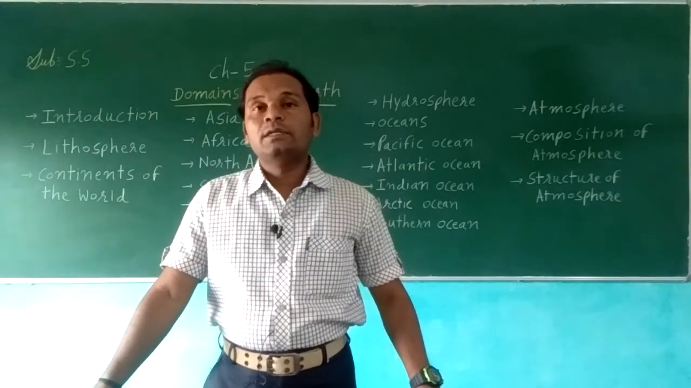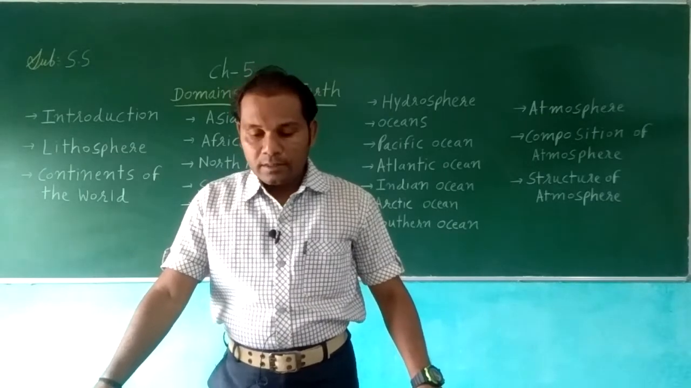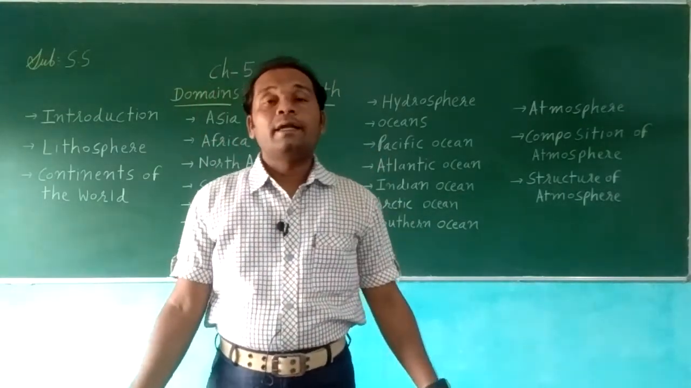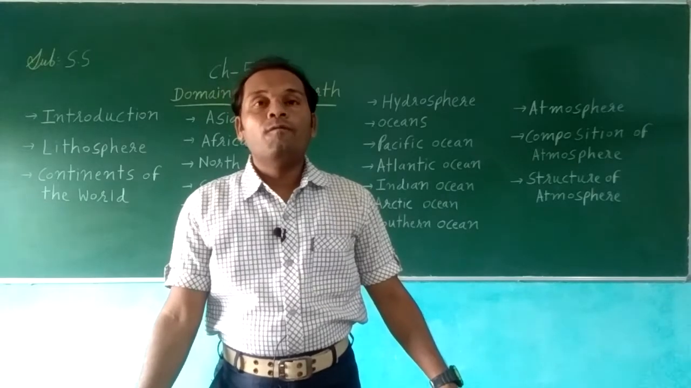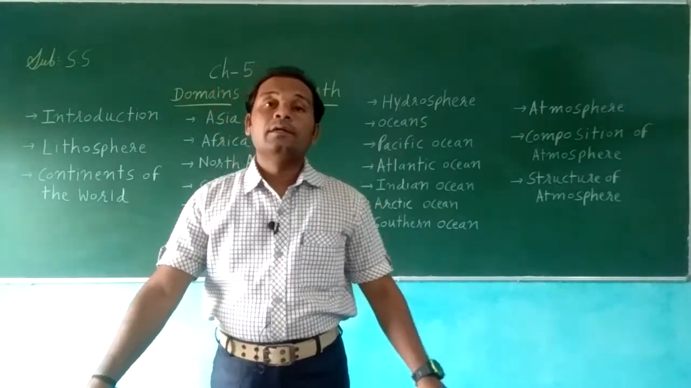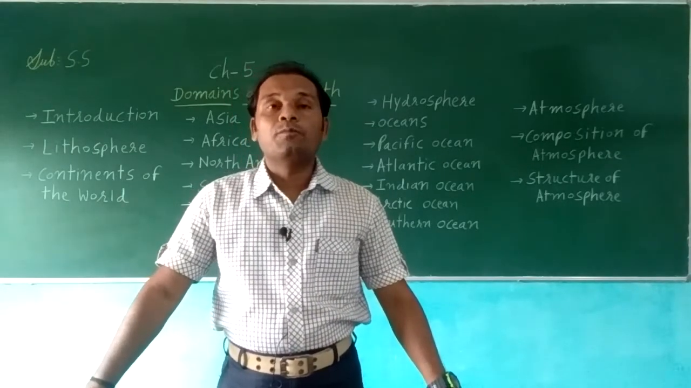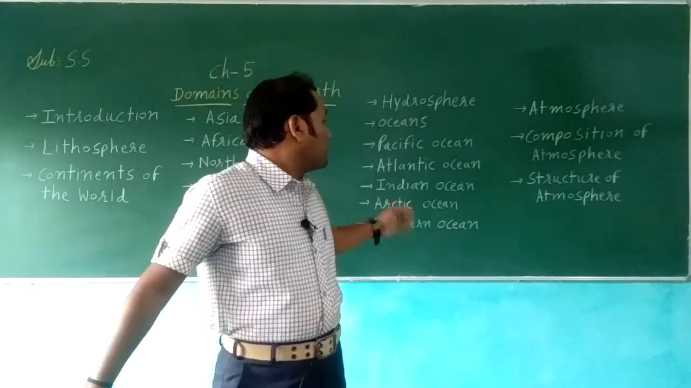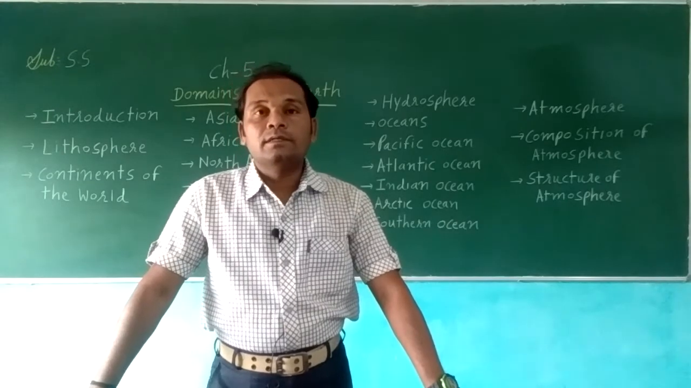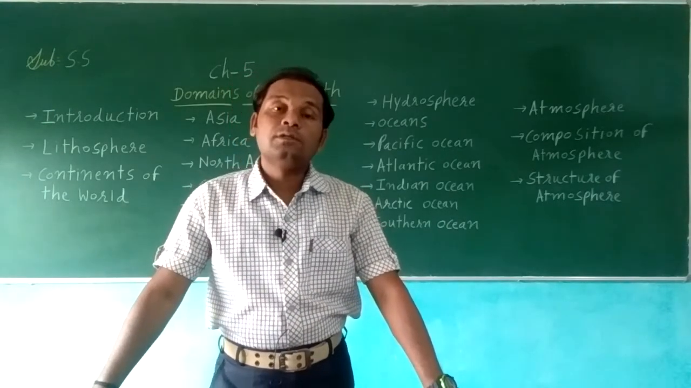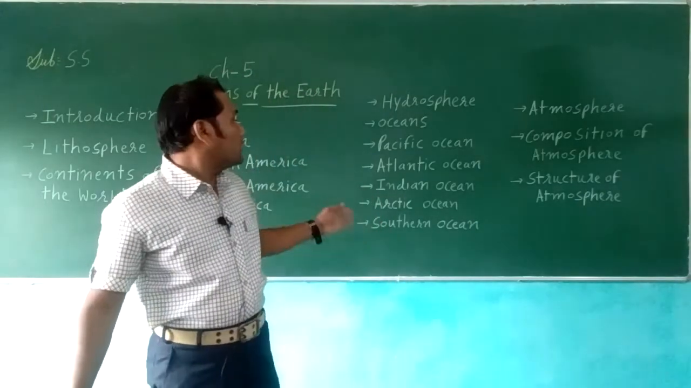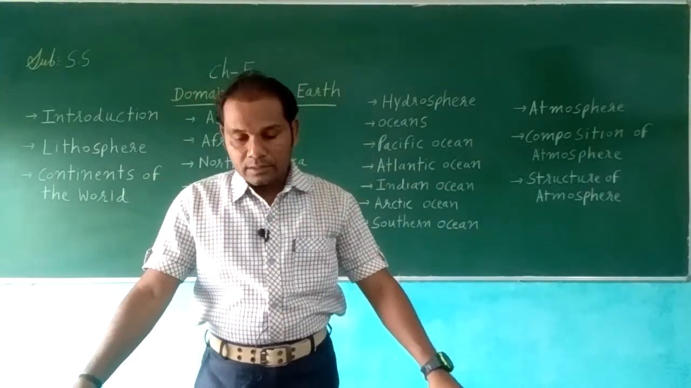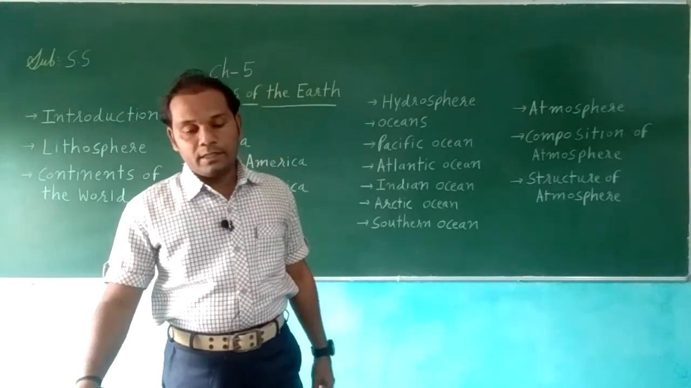The Pacific Ocean is the largest and the deepest ocean in the world. It is circular in shape, and it covers nearly one third of the globe. Almost half of the total area of land and sea is covered by it.